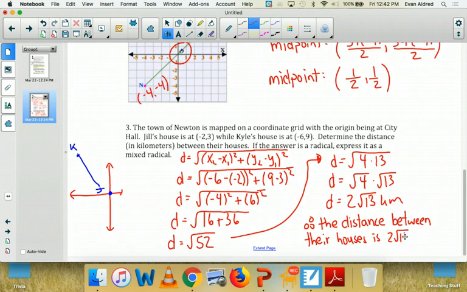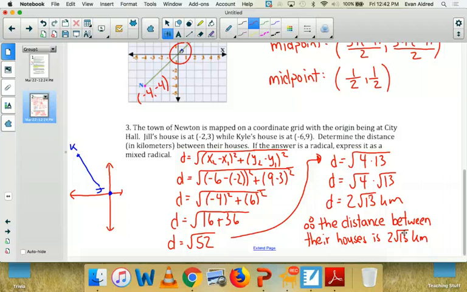is 2 root 13. And don't forget, since the question gave us very specific units, we have to include those units. If it didn't, we would just use U. But in this case, it says it's in kilometers, so the distance between their houses is 2 root 13 kilometers. Okay? And that is it for the reference guide.